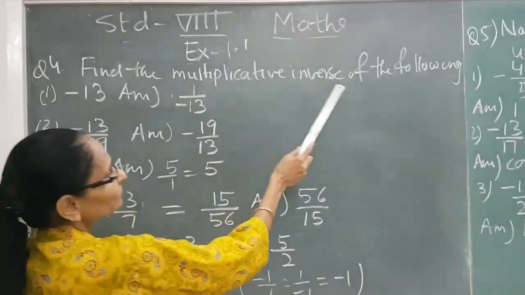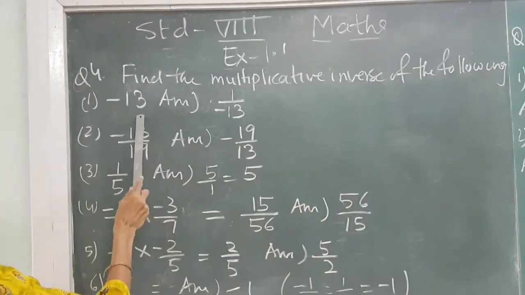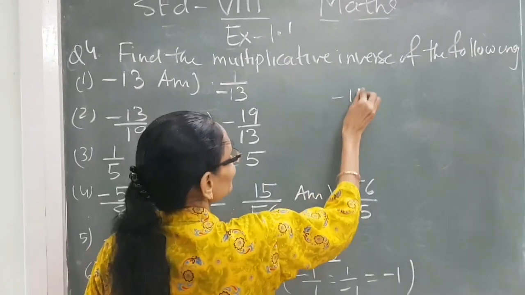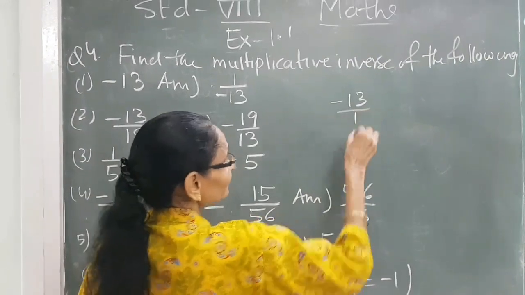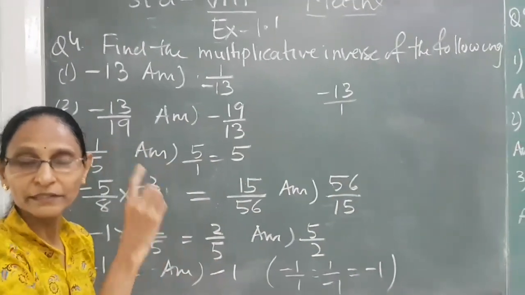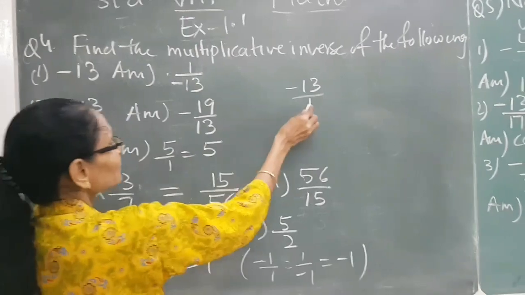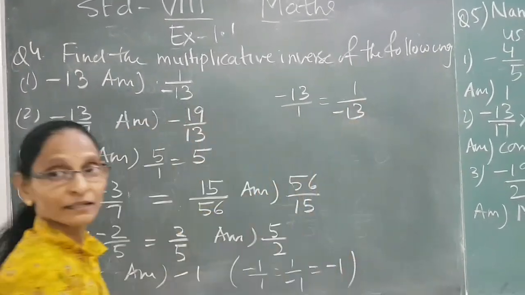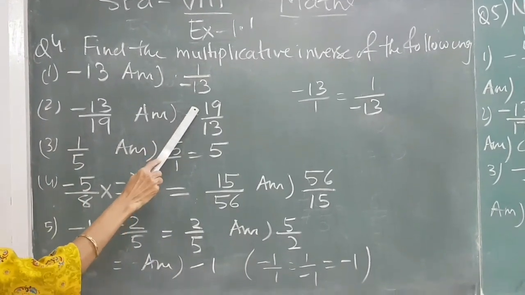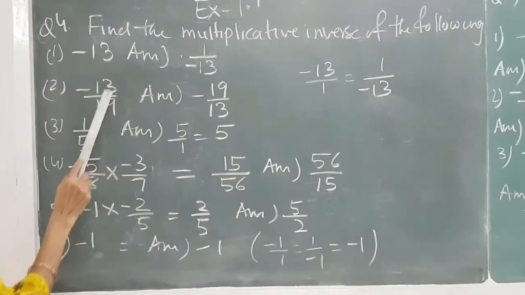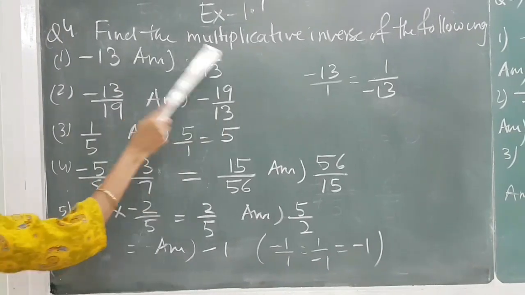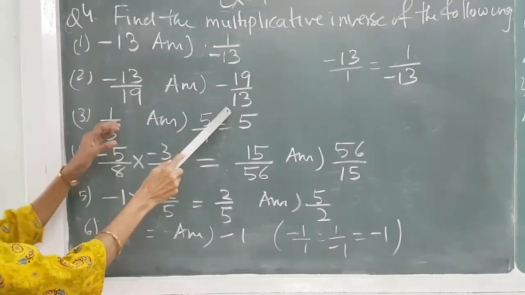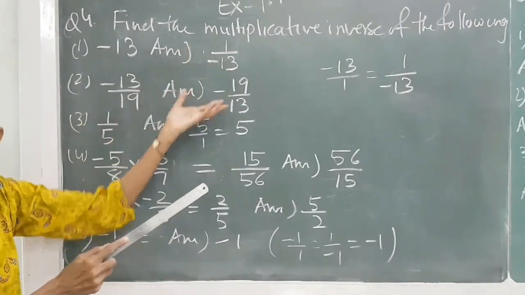Now question number 4. Find the multiplicative inverse of the following. Minus 13 upon 1. See. Minus 13 upon, we are supposing it 1. Already I have taught you in the previous classes. So the inverse of this will be what? 1 upon minus 13. Clear? So our answer is 1 upon minus 13. Same way minus 13 upon 19. The answer will be ulta pulta, upside down. Remember that. So minus 19 upon 13. The sign will not change. Only you will invert the number.